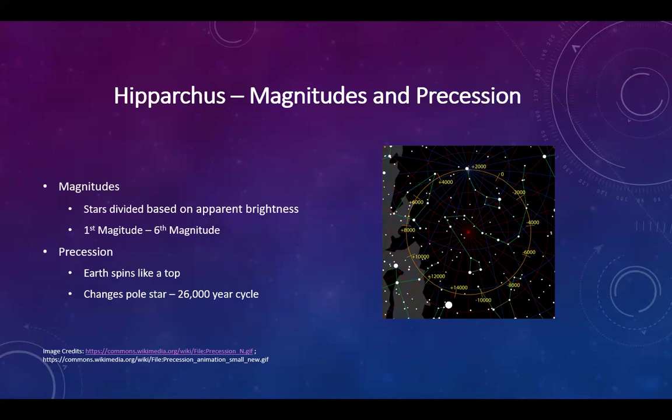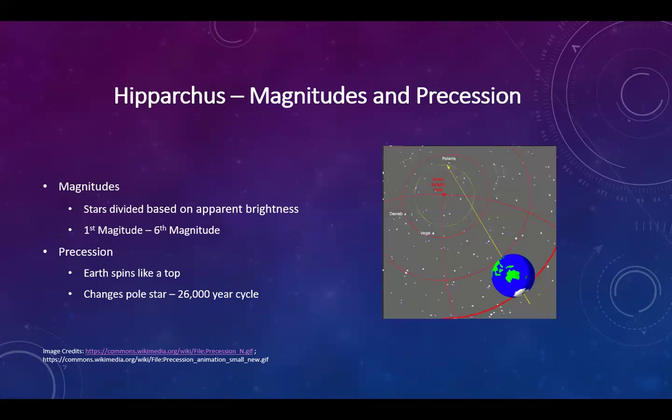Much more slowly, but there is a 26,000 year cycle where the pole star changes. So over time, the pole star will eventually move on from being Polaris to being somewhere else. Eventually, it will be at Vega, for example. But that's in about 14,000 years. So it's about the opposite side of the precession. Here you can see how the pole star will change.